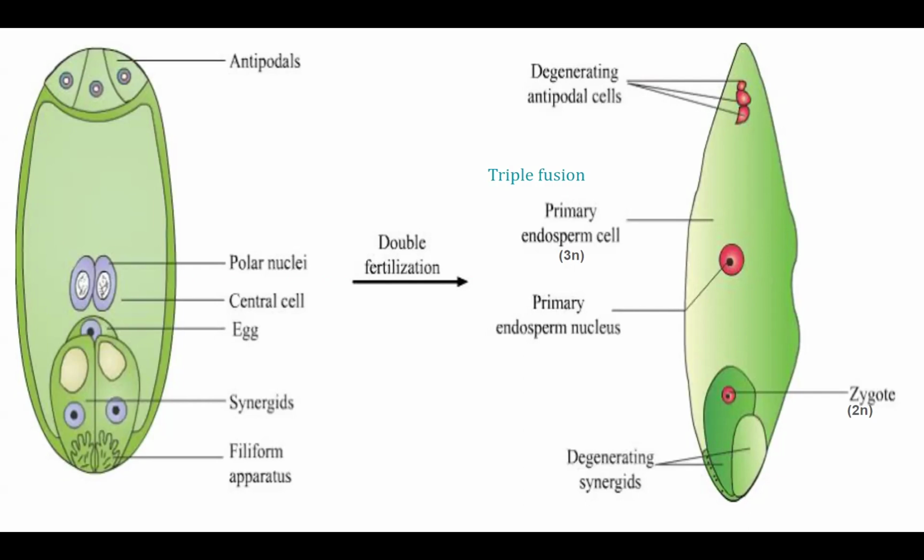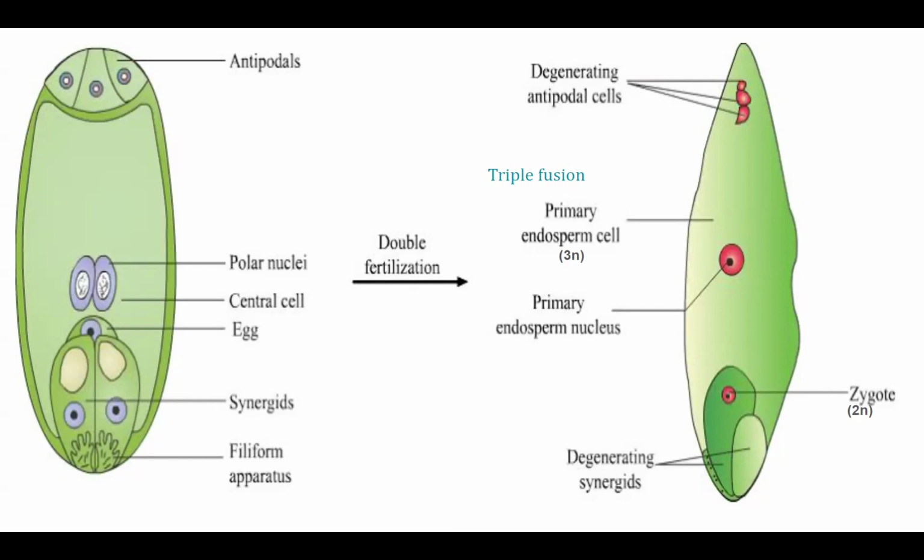So the filiform apparatus is going to guide them, it will go ahead. Then the synergids will degenerate, and the antipodal cells also will degenerate after fertilization, and there's a formation of the primary endosperm cell after triple fusion that is occurring between the male gamete and the two polar nuclei. Hence, I get a primary endosperm cell which is 3N in nature.